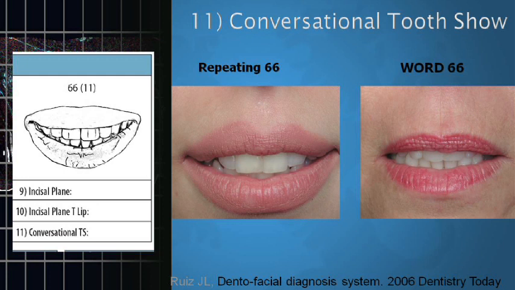So obviously, conversational tooth show, like smile tooth show, changes with age. Younger people, when they talk, show a lot of teeth. As we get older and we talk, we show less and less tooth. Our lips get longer, our teeth get shorter. So if we see a patient that doesn't show any teeth when they're talking, then that might lead us to make corrections to possibly lengthen those teeth.